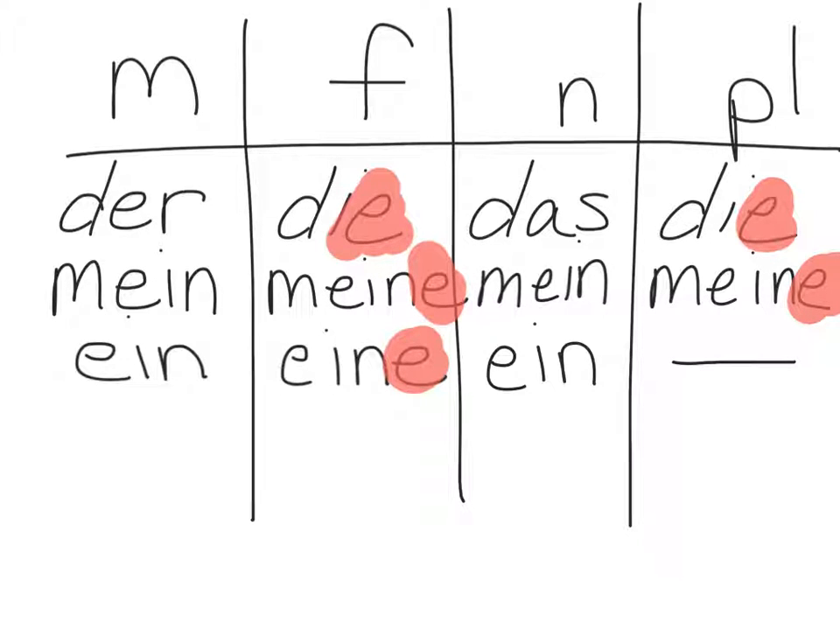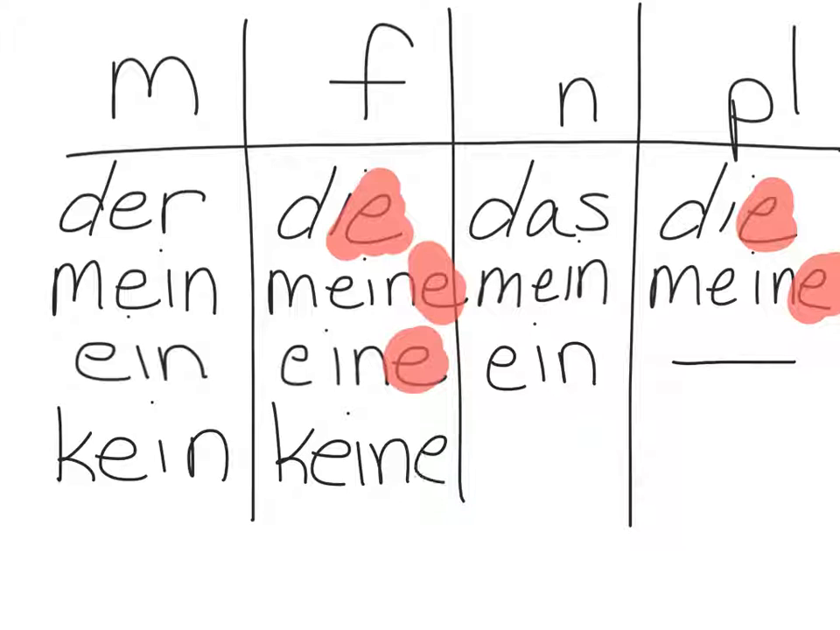Okay, so now if you were going to do the kein masculine form, all you're doing is putting that K at the beginning of the word. So now, instead of ein, it's kein. And you keep following that pattern across. What's feminine going to be? Keine. And you still have that E as your theme. What about neuter? Kein. What about plural? Keine. And this one does exist.